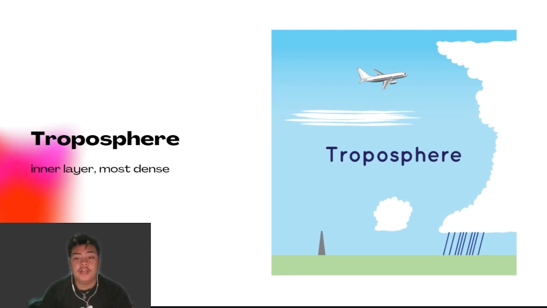Troposphere, inner layer, most dense. Most of Earth's weather is found here. This is the most dense among all layers. This also contains most of the oxygen we need to survive. Near the surface of the Earth, the global average temperature is 59 degrees Fahrenheit or 15 degrees Celsius. At the uppermost boundary of the troposphere, the air reaches nearly negative 76 degrees Fahrenheit or negative 60 degrees Celsius.